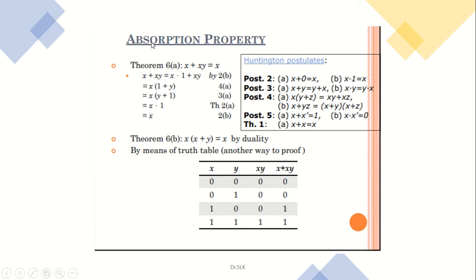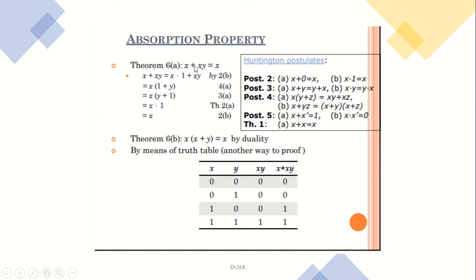The duality principle has to be used for 6a and 6b. As per duality, the positive sign, the addition arithmetic symbol plus, should be changed to multiplication, and the multiplication is to be changed to plus.